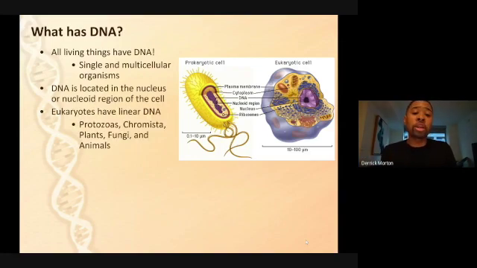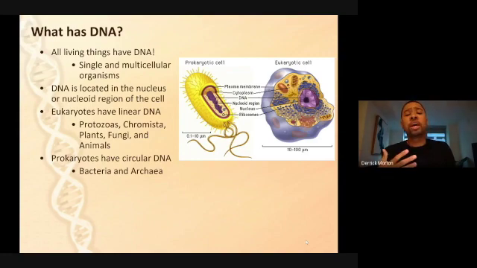And so eukaryotic cells have DNA, as we've talked about. Protozoa, plants, and animals are eukaryotes that all have DNA. And prokaryotes, such as bacteria, have circular DNA. It is a bit different, but it's important to understand that all living organisms, and bacteria are living, have DNA.